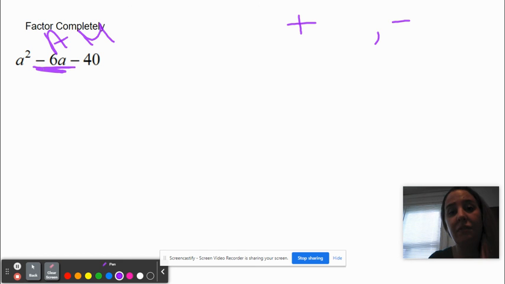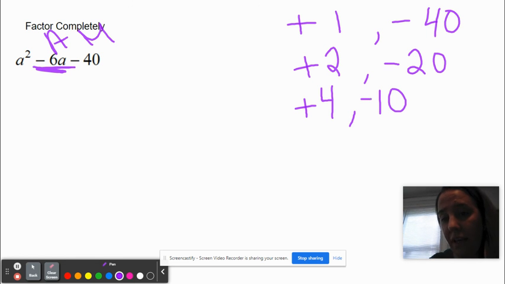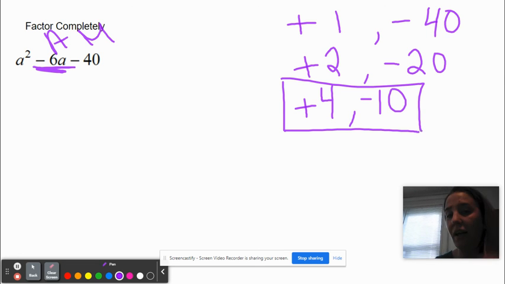So stuff that multiplies to 40, 1 and 40. Does that add to be negative 6? Absolutely not. Let's try 2 and 20. Does that add to be negative 6? No, but we're getting closer. 3 does not go into 40, so we're not even going to worry. How about 4 and 10? Does that add to be negative 6? If you have 4 in your pocket and you owe me 10, we settle up, you would still owe me 6. Those are our numbers right there.